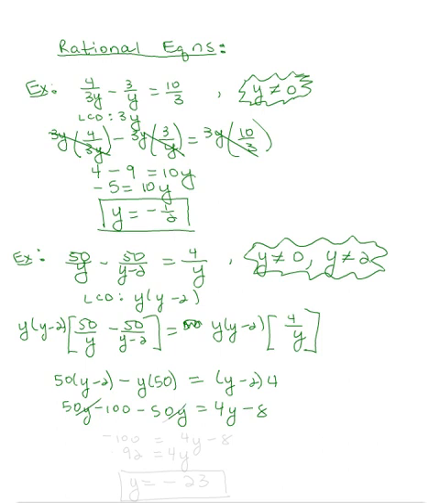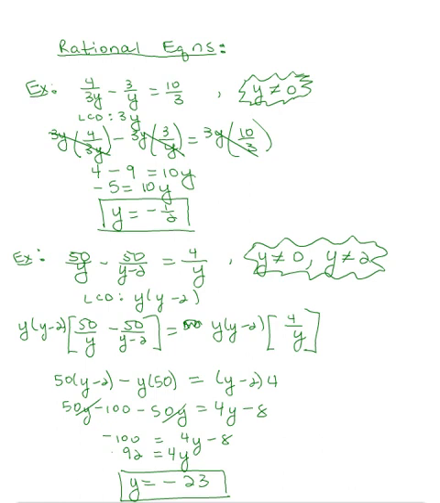The 50y's cancel. We have negative 100 equaling 4y minus 8. Adding 8 to both sides, we get negative 92 equals 4y. And if you divide by 4, you get negative 23, which is fine because y can't be 0 or 2. And the answer to this problem is that y equals negative 23.